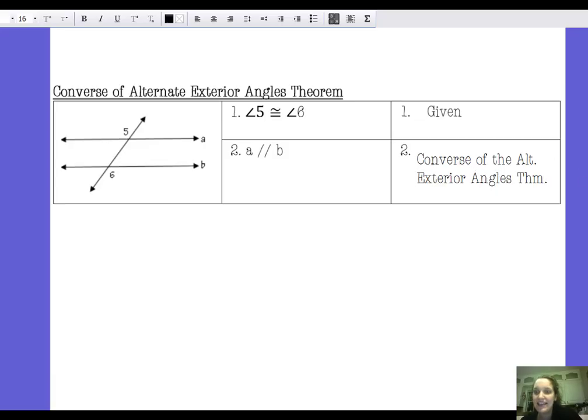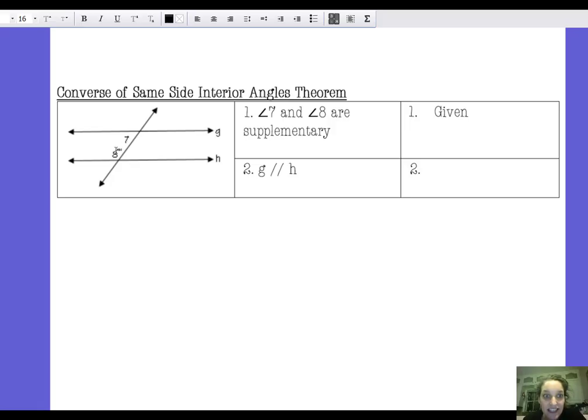And then finally, if I tell you that angle 7 and angle 8 are supplementary, well, angle 7 and angle 8 are same side interior angles. So therefore, those two lines, G and H, have to be parallel. The only way that angle 7 and angle 8 can be supplementary is if lines G and H are parallel. So because I'm telling you from the get-go that those two same side interior angles are supplementary, then in the next step I can say that line G and line H are parallel by the converse of the same side interior angles theorem.